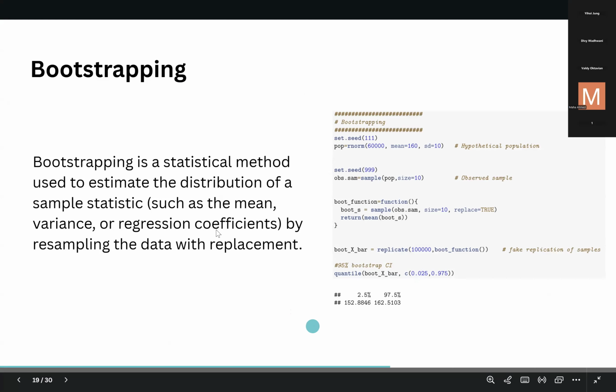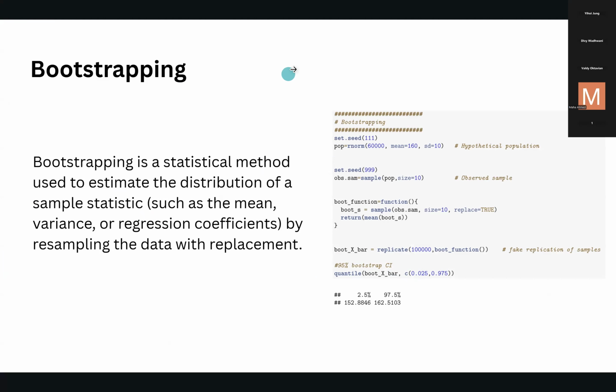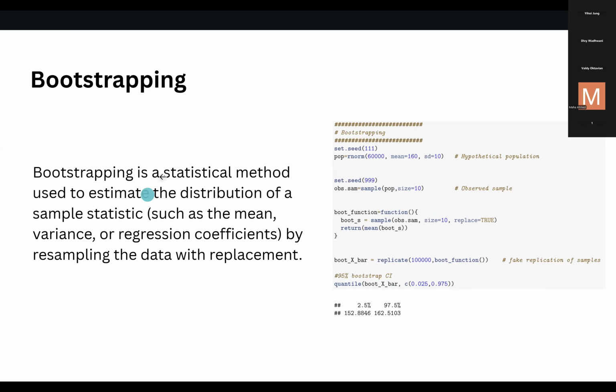And the final concept is bootstrapping. Bootstrapping is a statistical method used to estimate the distribution of a sample statistic, such as a mean, variance, or regression coefficients, by resampling the data with replacement. Generally, we don't have the whole population, but we have a sample. So what it does is it creates a population from the sample. It just keeps on sampling a lot of values.